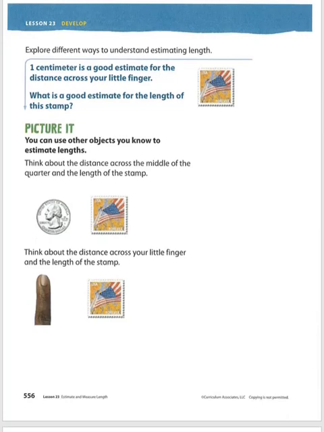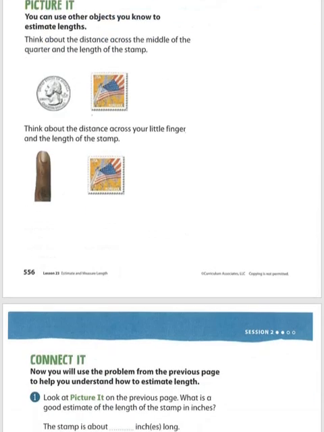1 centimeter is a good estimate for the distance across your little finger. What is a good estimate for the length of this stamp? 1 stamp, whoop, finger, 2 of them. You can use other objects to estimate lengths. Think about the distance across the middle of the quarter and the length of the stamp. Think about the distance across your little finger and the length of the stamp. Like I say, same thing as we just looked at before, just now we're looking at a stamp, okay?